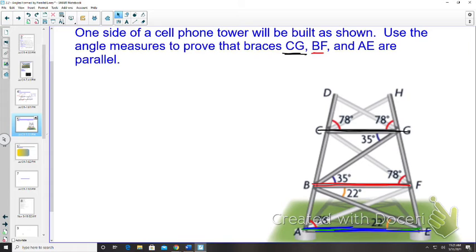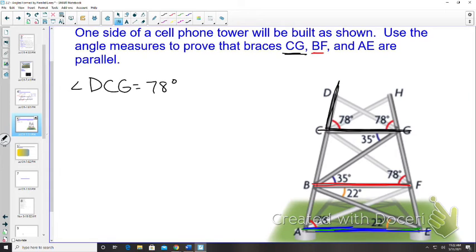Well, we know for sure C and G are parallel. They have the exact same angle. So angle DCG has an angle of 78 degrees. DCG, this is right here. Angle DCG equals 78 degrees.